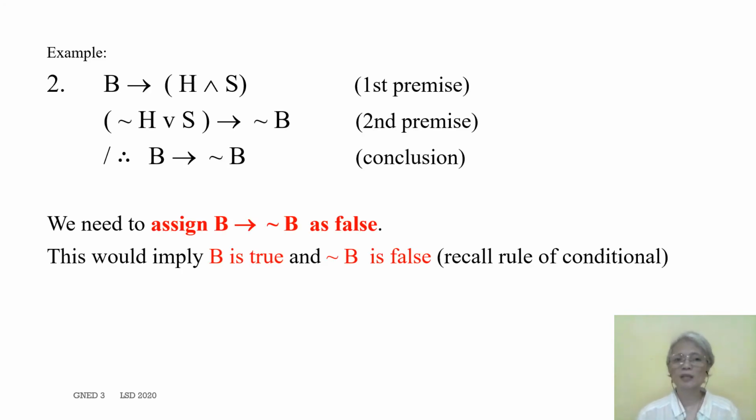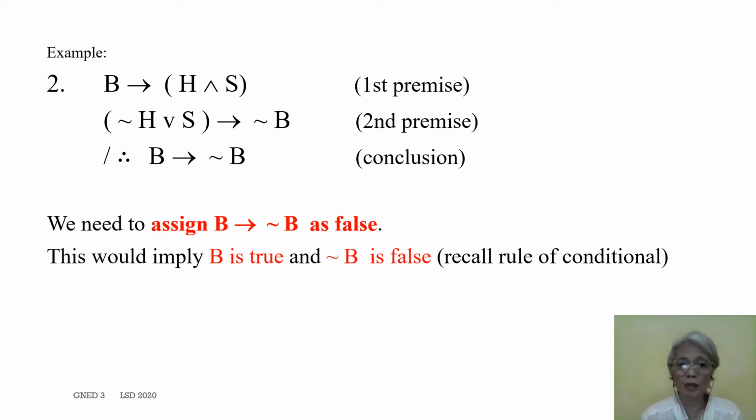So let's have another example. We have B implies H and S, not H or S implies not B as our premises, and then B implies not B as our conclusion. Again, the first step is to assign a false truth value to our conclusion. So we assign B implies not B to be false. If that is the case, it only means B is true and of course not B is false. So alam na natin na true si B at si not B ay false.